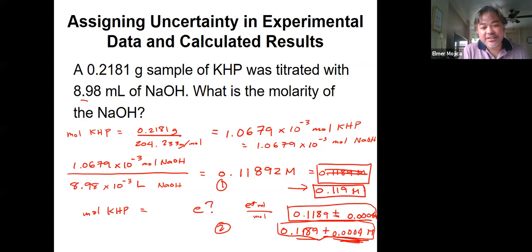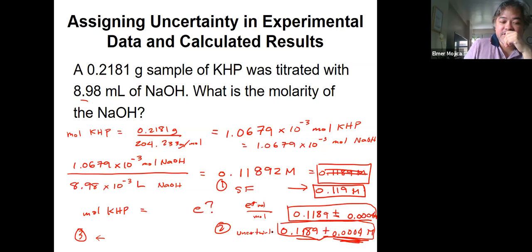So the third one is what you do next chapter, the use of statistics. And we're not going to do it here, but that is another tedious calculation. Okay? So the first one, use of significant figures. The second one, use of uncertainty. The third one, use of statistics.